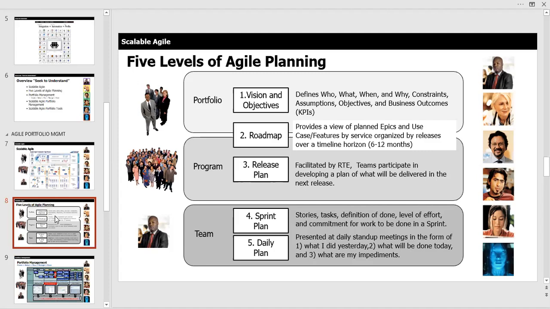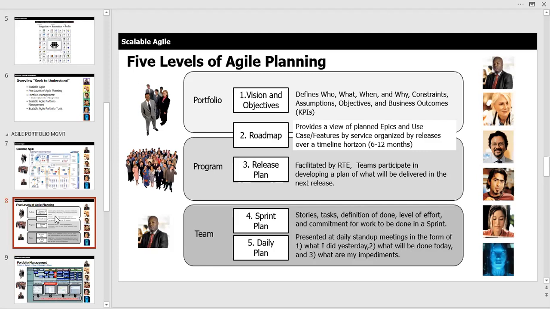Again, with most of the Agile courses that I participate in, we're really focused at the lowest level, which is the team level. What are we doing at the team level? Stories, tasks, definition of done, level of effort, commitment to the work. And the daily plan presented every day in the form of: what did you do yesterday? What are you going to do today? What are your obstacles to success, your impediments?